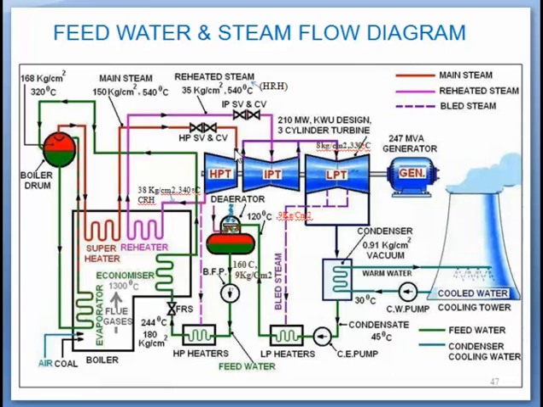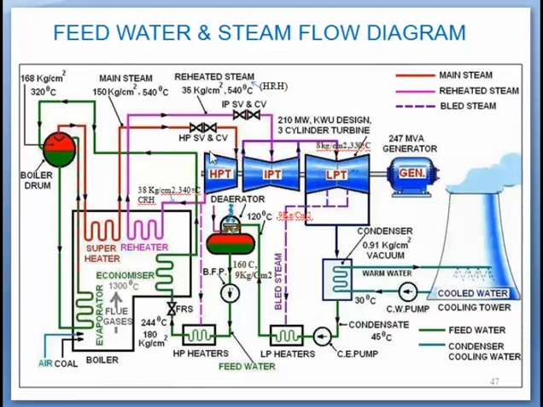Or you can say it enters the HP turbine at a pressure and temperature of 150 kg per centimeter square and 540 degrees centigrade respectively. This is called main steam. The saturated water through the downcomer and from the bottom ring header again goes to the water wall, and this total process is repeated.